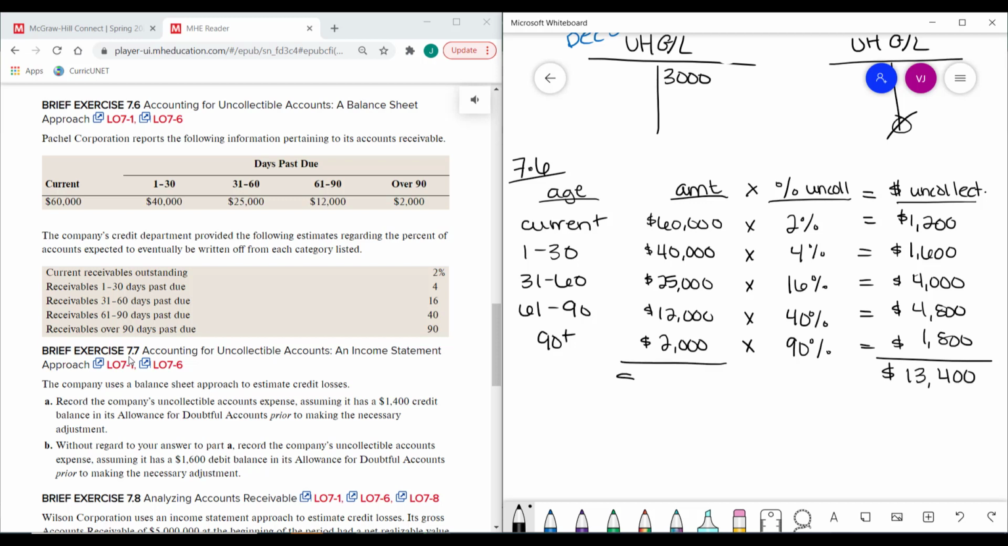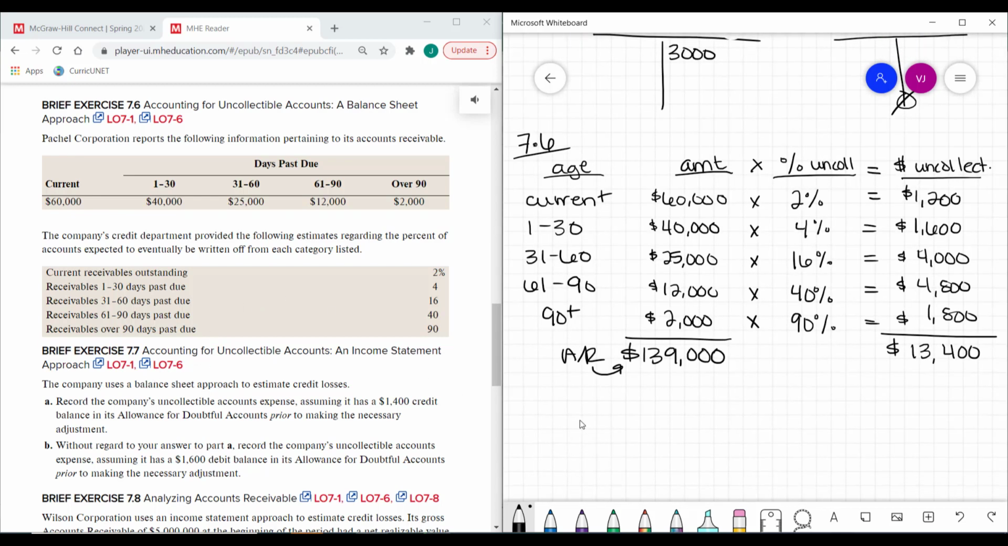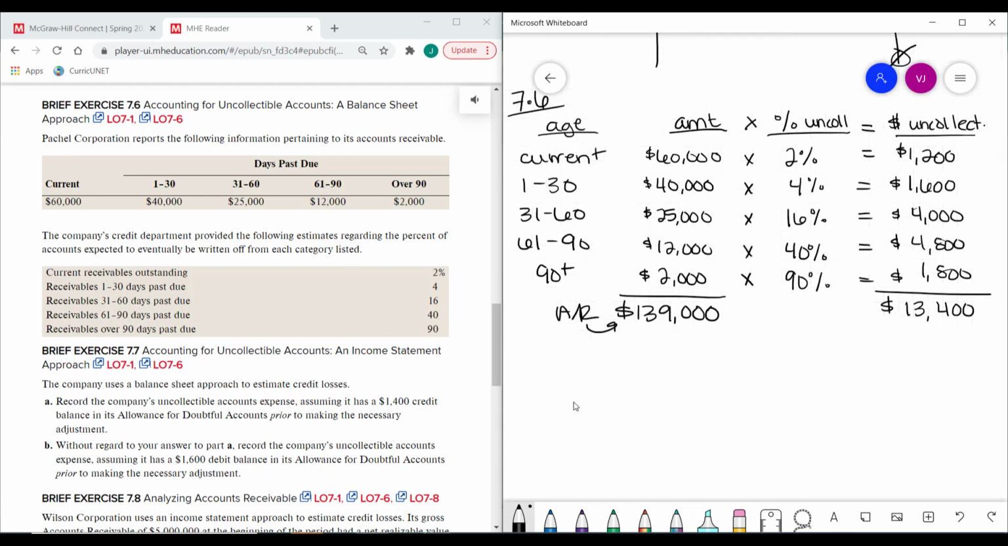So what's the gross amount, the total amount of accounts receivable overall? Let's add all of these total amounts up: the 60, 40, 25, 12, and 2. If we add all of those together, that's 139. So that's the gross amount of accounts receivable. That's our accounts receivable balance. But we're estimating, based on the information given, that about 13,400 of that we will have to write off at some point in the future, because we're not receiving that. So we want to make that estimate now.